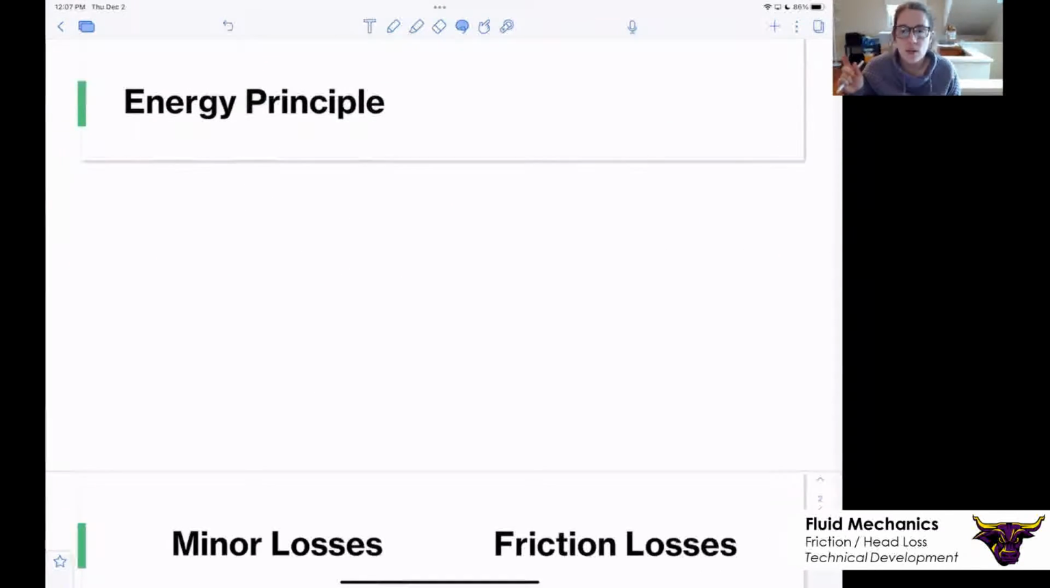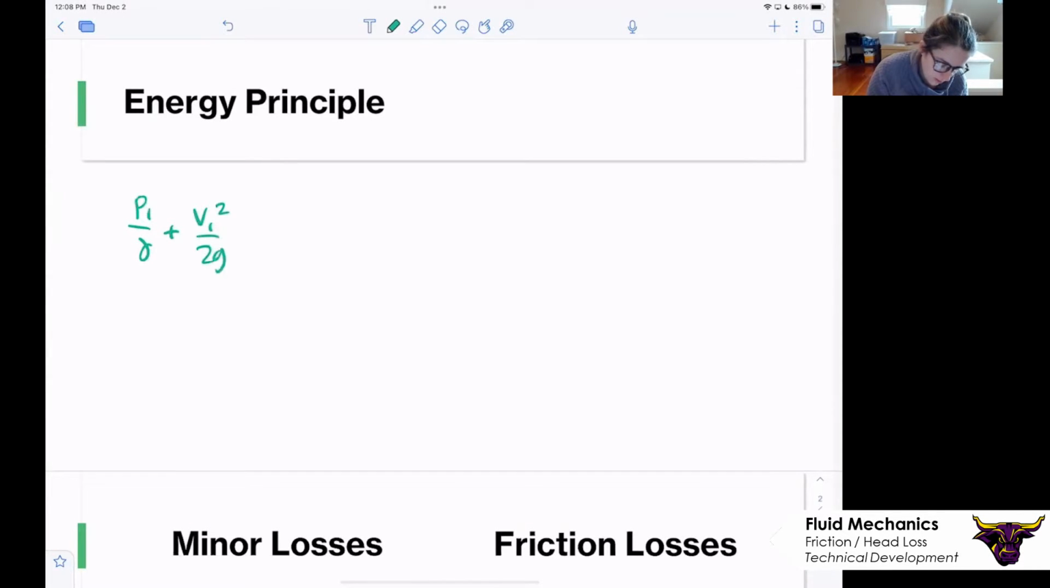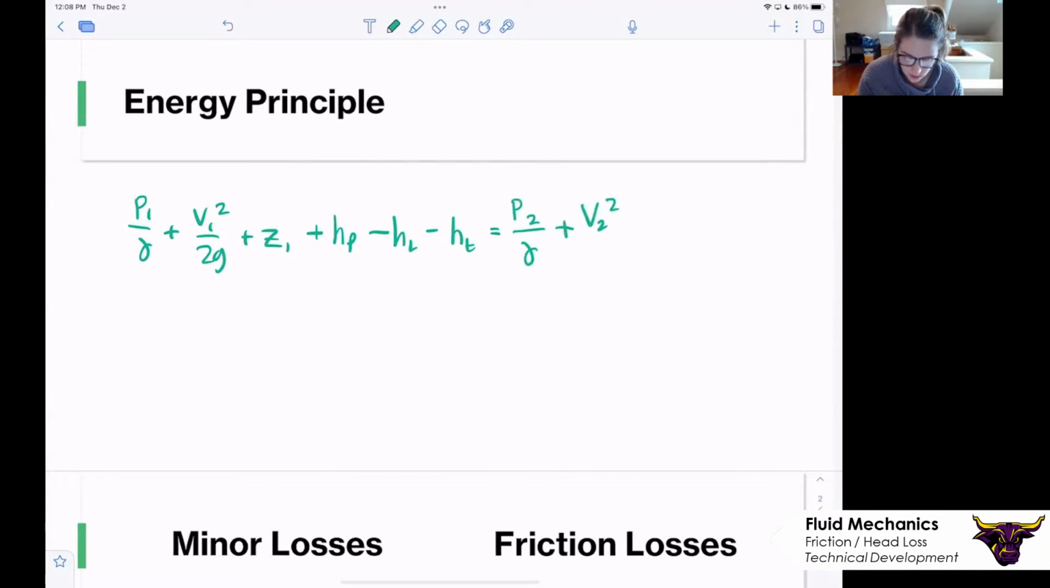We are going to start where we start with a lot of things in fluids, which is with the energy principle. So the energy principle is P1 over gamma plus V1 squared over 2g plus Z1 plus HP minus HL minus HT. Again, if you want these to be positive, you can move head loss and turbine head over to the other side. Inputs, outputs, if you need to think of it that way, that's also fine. Whatever works, positive or negative. Just make sure it's on the right side. And then we have P2 over gamma plus V2 squared over 2g plus Z2.